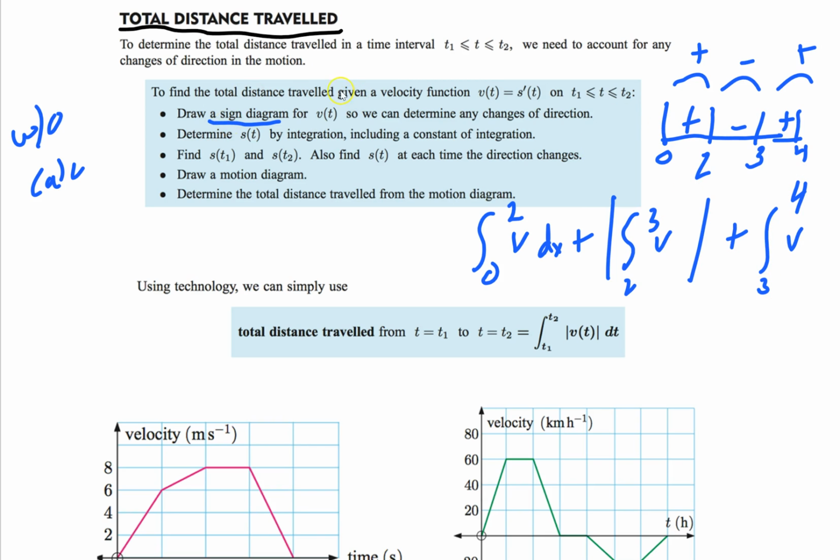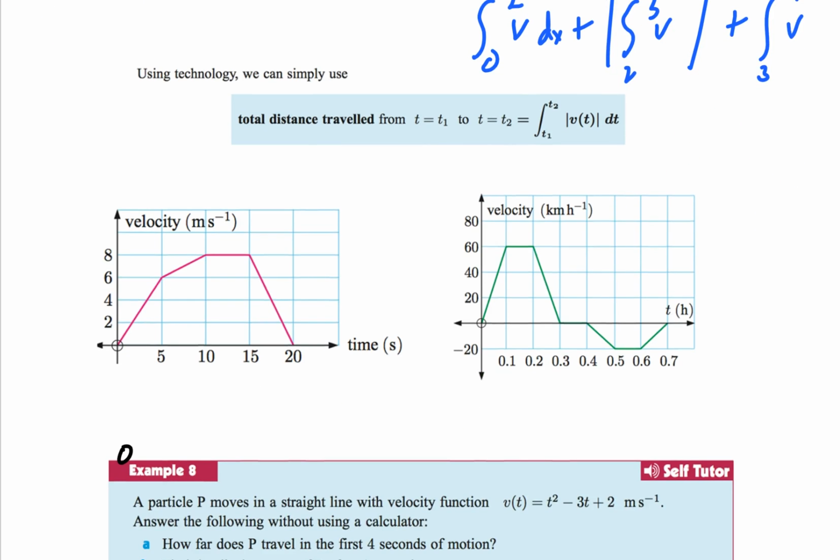So that's how we're going to find total distance traveled if we have to do it without a calculator. You have to do a sign diagram and then add up each little partition. If you have a calculator though, lucky for you, it's easy. All you have to do is use absolute value. Now IB generally lets you do this with a calculator. So if you're trying to find total distance traveled, all you have to do is integrate.